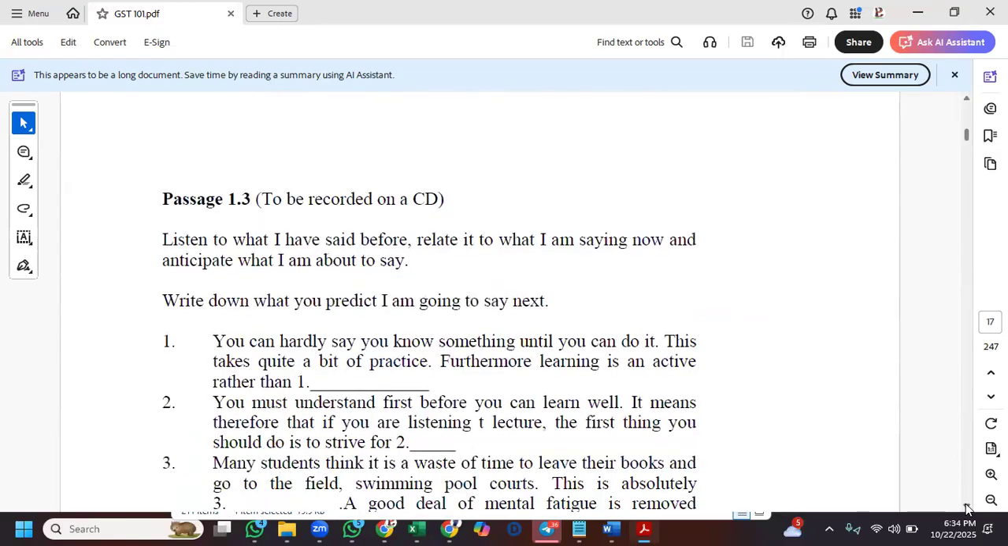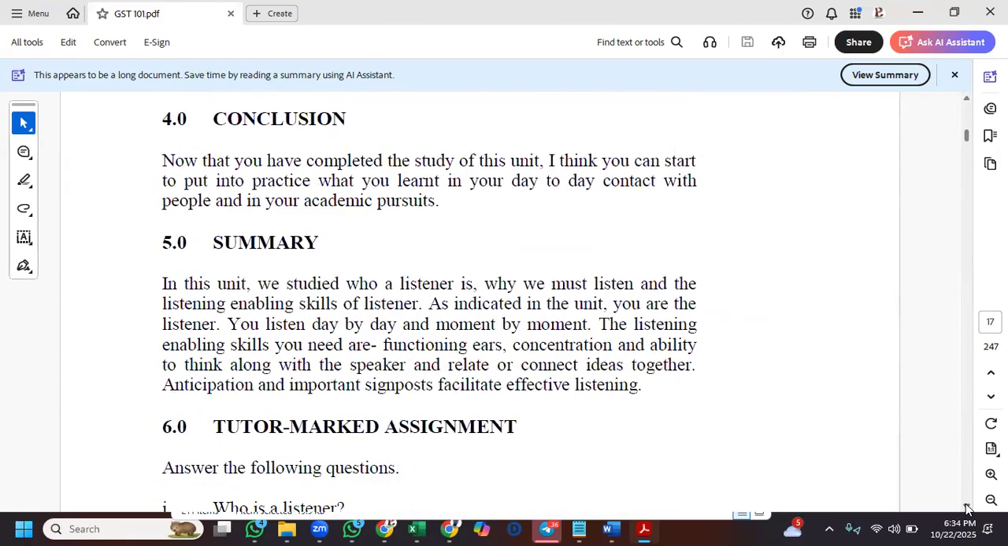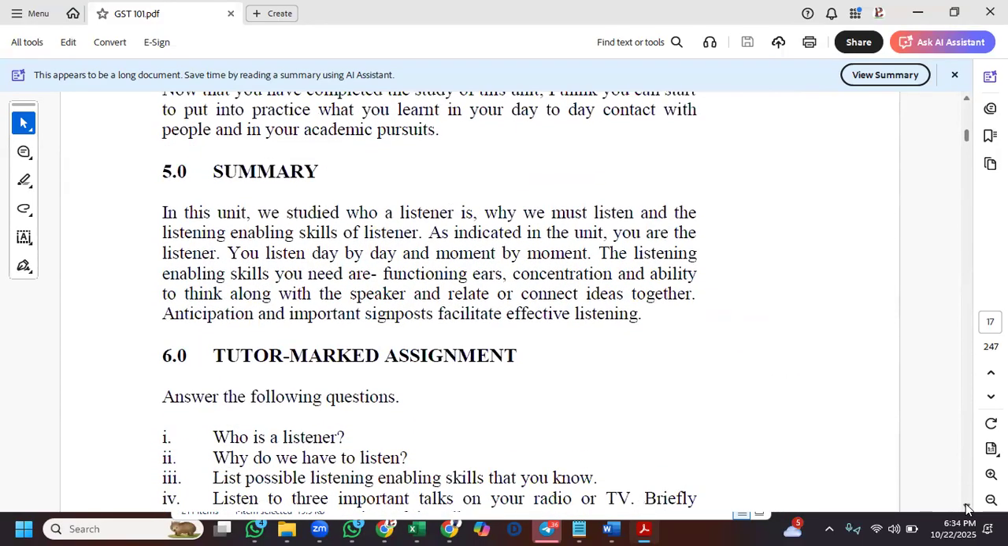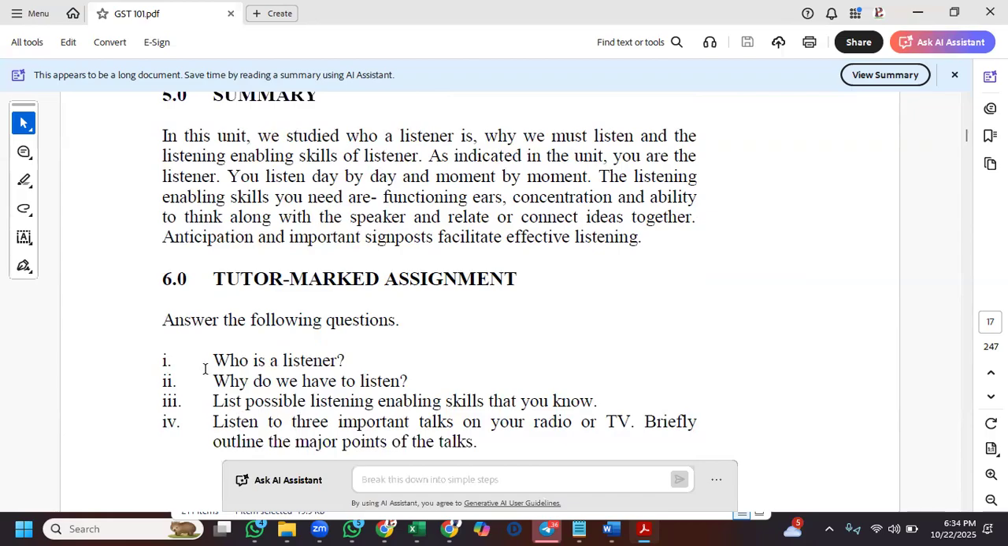So I want to see if you can quickly talk on this. Now, the summary of this unit is that we've talked about who a listener is. So without looking at the material, let's say it together, a general echo now. Let's echo it together: who is a listener? So that we'll know if we have truly gone through this unit. Now, this is the TMA question, or let's say the exam question. So I'm going to answer all this together and end the class.